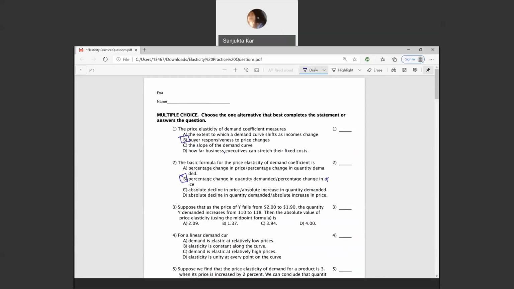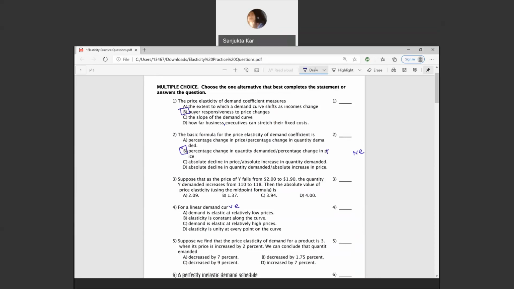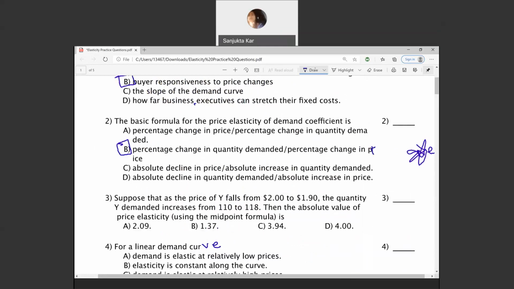Question number 3, we have, say the price falls from $2 to $1.90 and quantity increases from 110 to 118. The absolute value of price elasticity using the midpoint formula. I'm just going to write down the midpoint formula here, and we can plug in the numbers. Let's just make this bigger so that I can write.